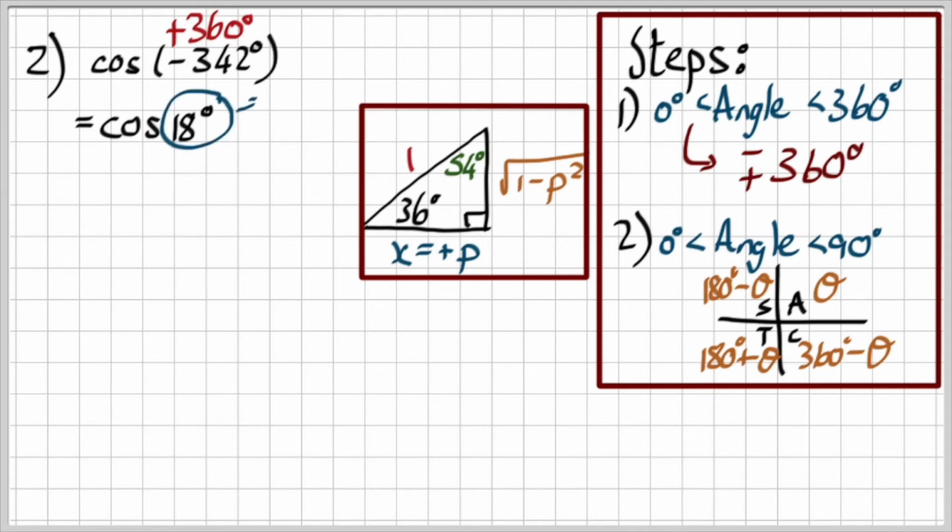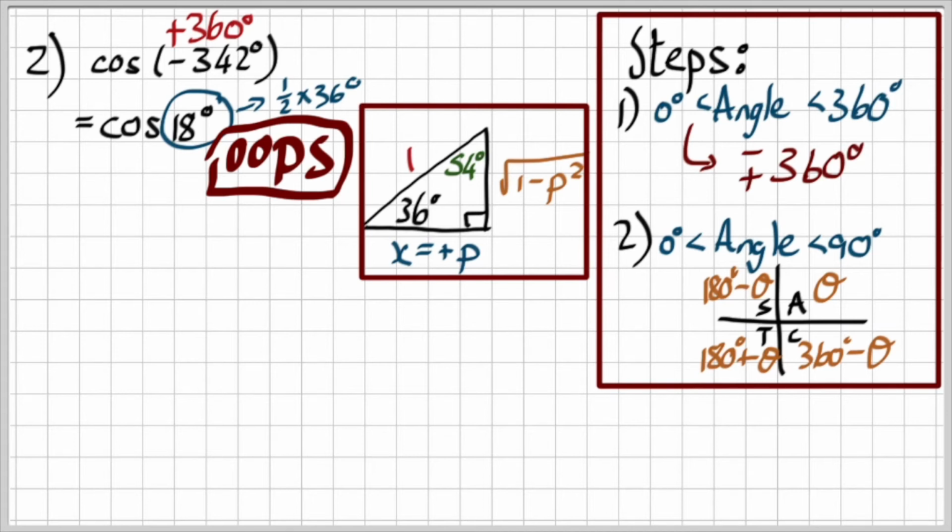Let's look at all the options. Well, in this case, I'm sitting with a bit of an oopsie there. I've got a half times 36. I don't like that. So what I'm actually going to do is look at manipulating this thing. But let me just think about what we are really wanting to do.